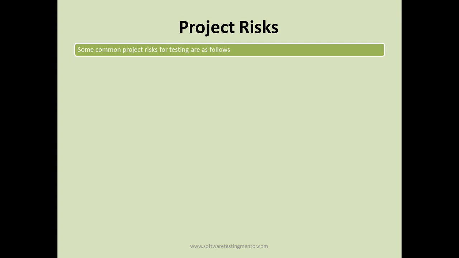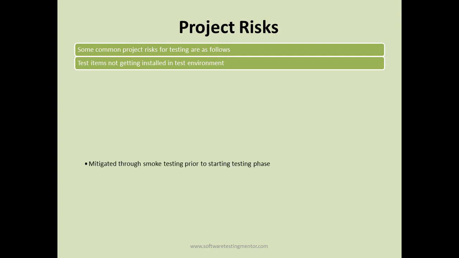Some common project risks for testing are as follows. For example, a test item not getting installed in the test environment. So this is a project risk. Test items not getting installed in the test environment will delay the testing. It is mitigated through smoke testing prior to starting the testing phase. For example, you got a build that is not being successfully installed in the test environment.